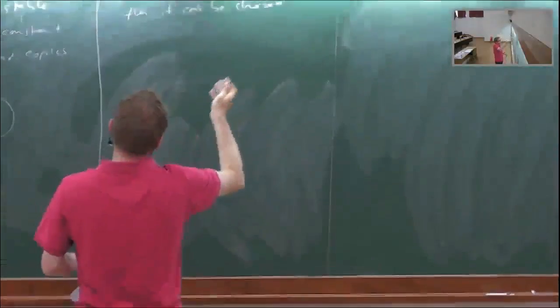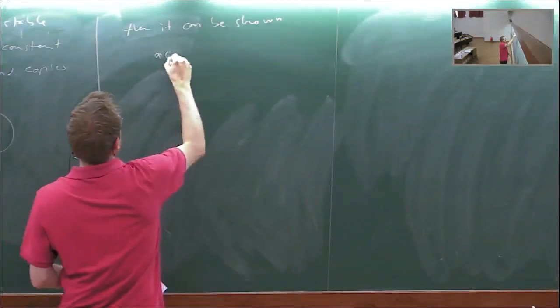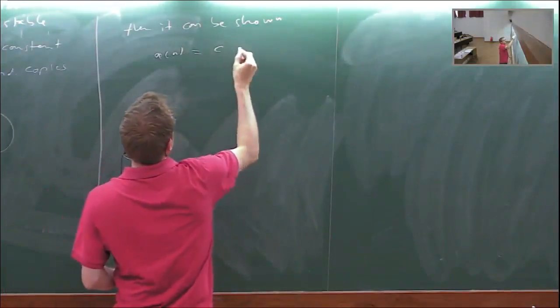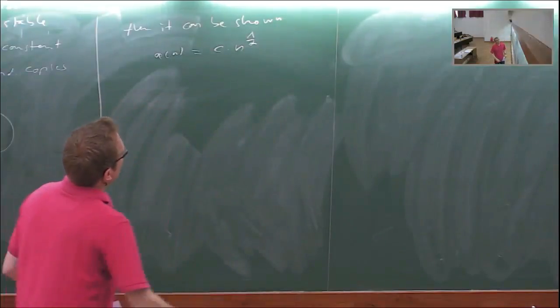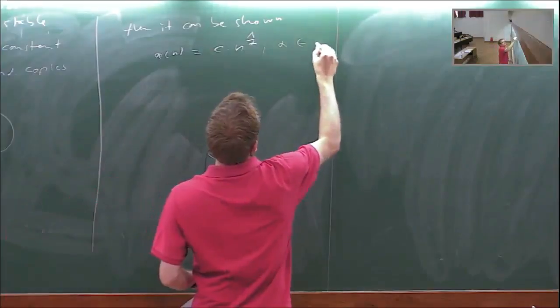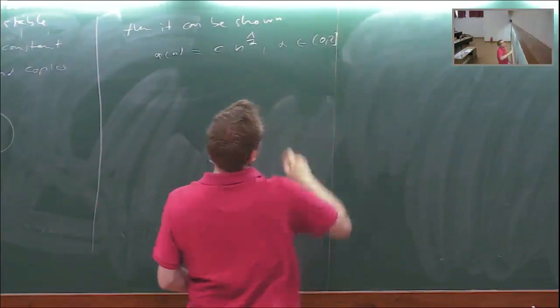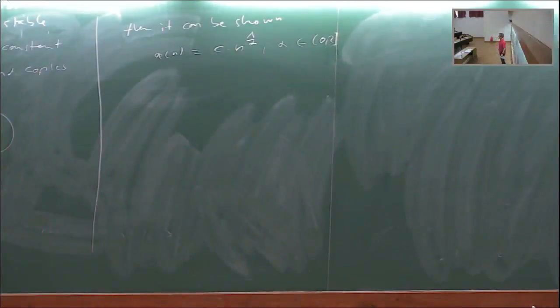Okay, I cannot show this at this point, that a of n has the following shape. It's n times n to 1 over alpha for some alpha between 0 and 2, and it cannot go beyond this.